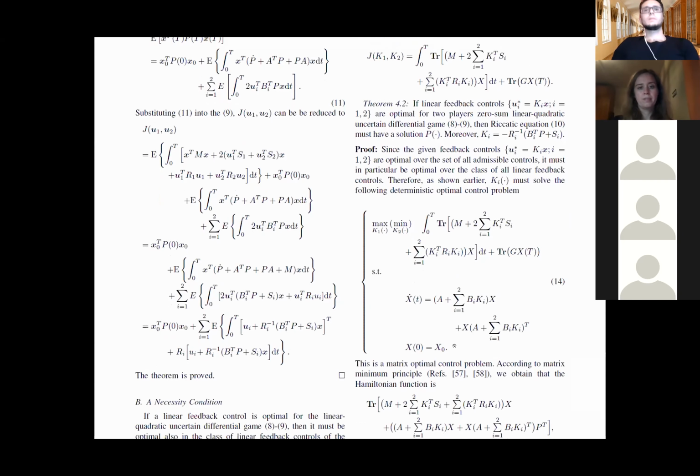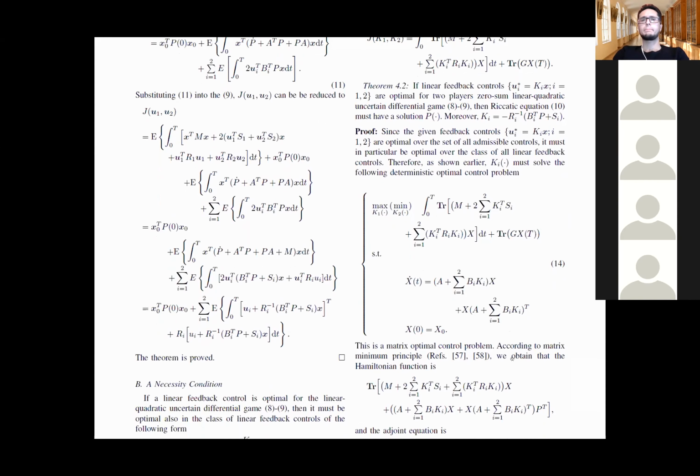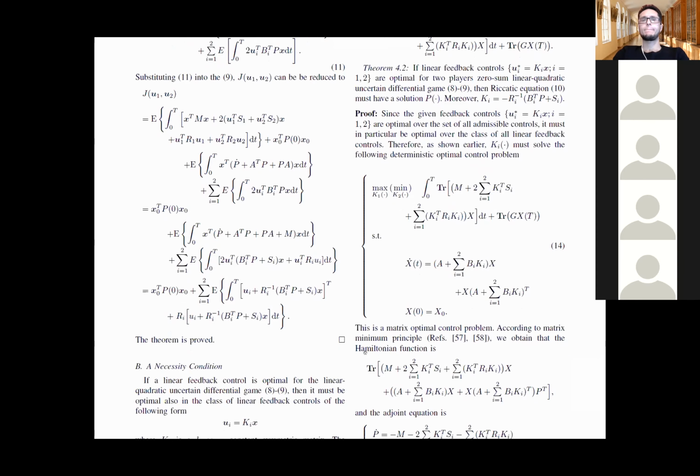So they use the matrix minimum principle. We can look at the references, this and this. So we obtain the Hamilton function. This is the main idea. So we can get the T R.